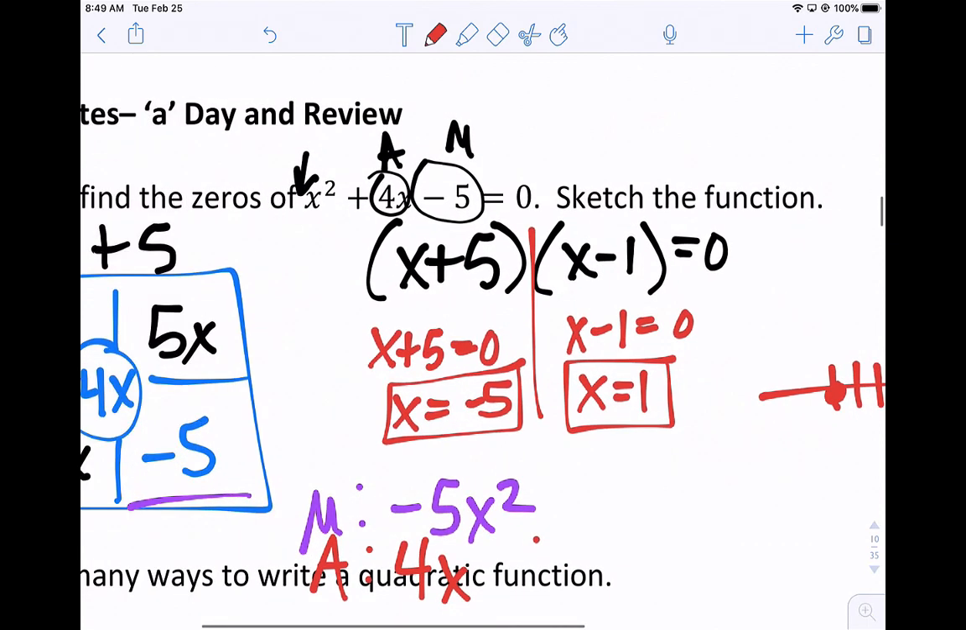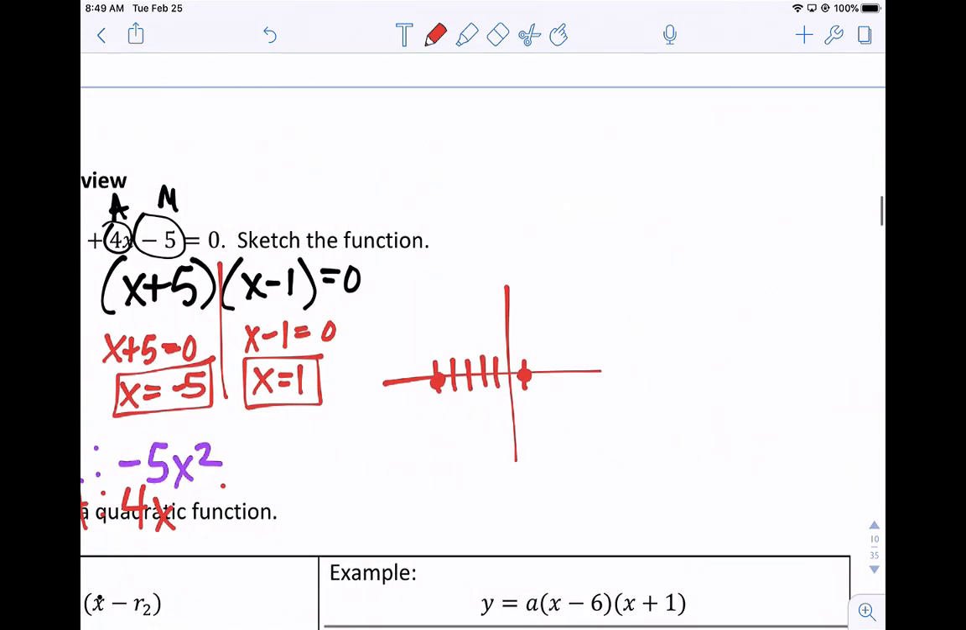And if you look at this a value in front, the number in front of the x squared, it's positive, and so that means our graph will be U-shaped instead of upside down. So here's our sketch of that quadratic function.